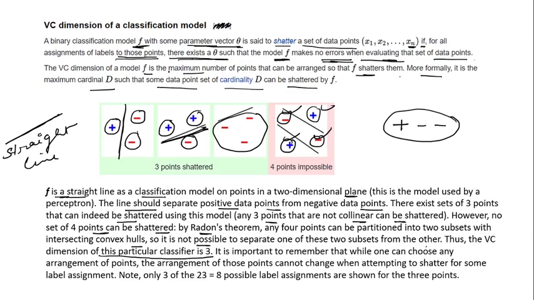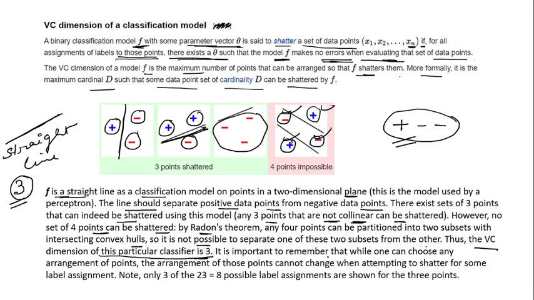Here the straight line is shattering 3 points, although those points have to be non-collinear. It should not be collinear. So the Vapnik dimension for a straight line is 3. That is, a maximum of 3 points it can shatter, right? And thus the VC dimension of this particular classifier, the straight line, is 3.